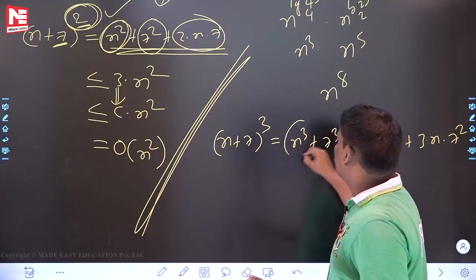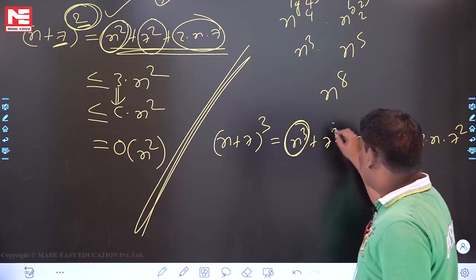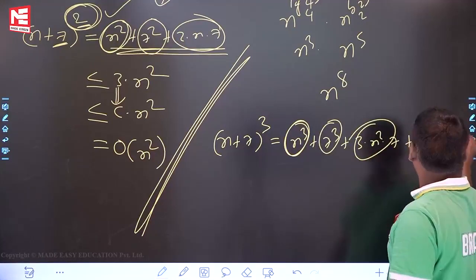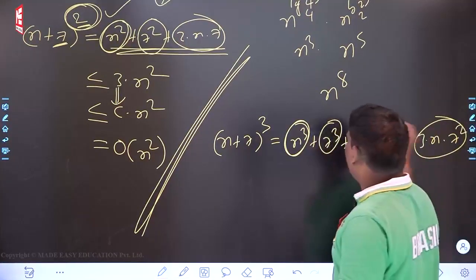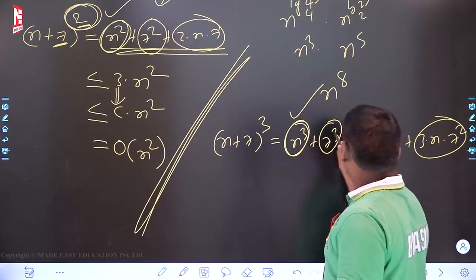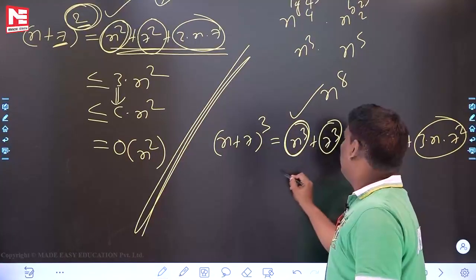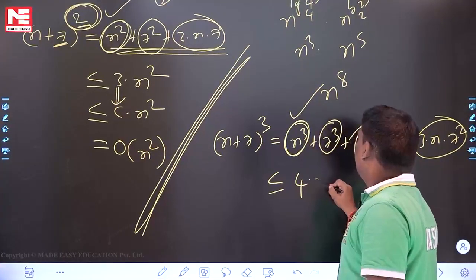Among all the 4 terms, who is the bigger one? n cube. This one is smaller than n cube. It is also smaller than n cube. It is also smaller than n cube. Among all, the bigger one is n cube only. Even though they are small, I am taking n cube only. Means less than or equal to 4 into n cube.